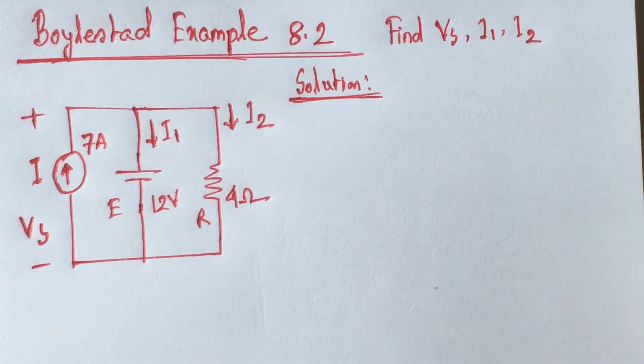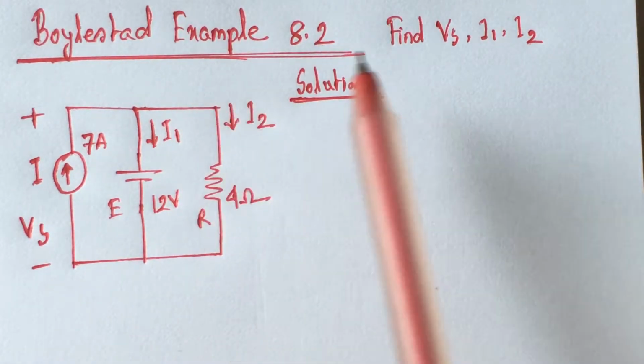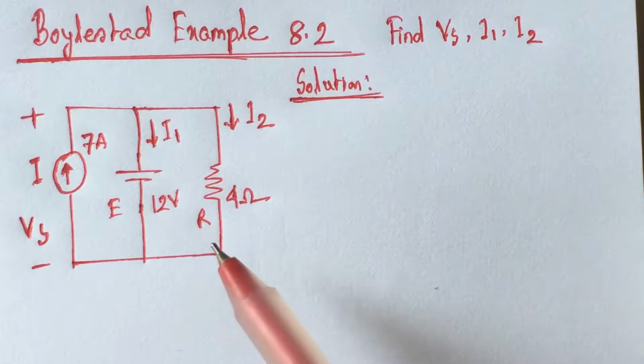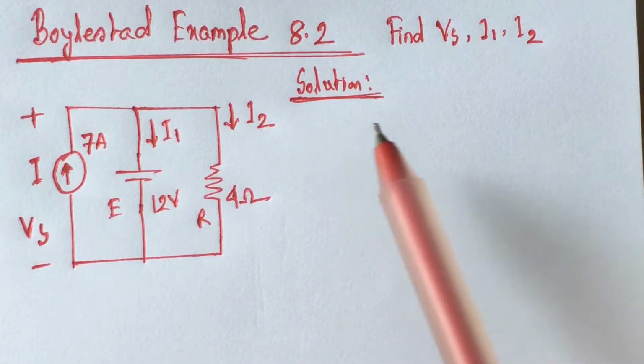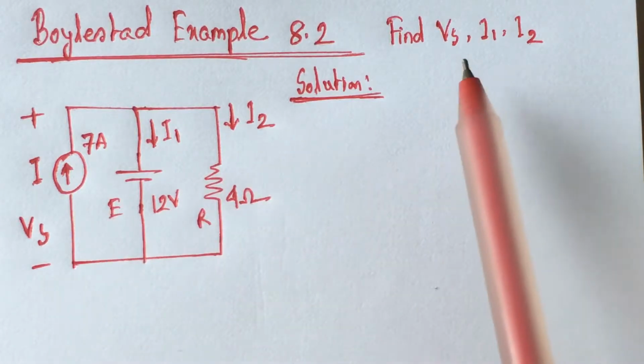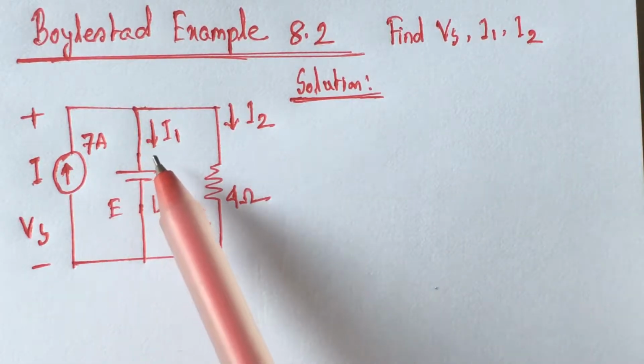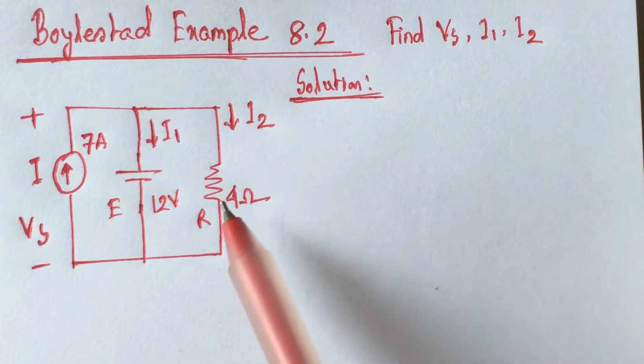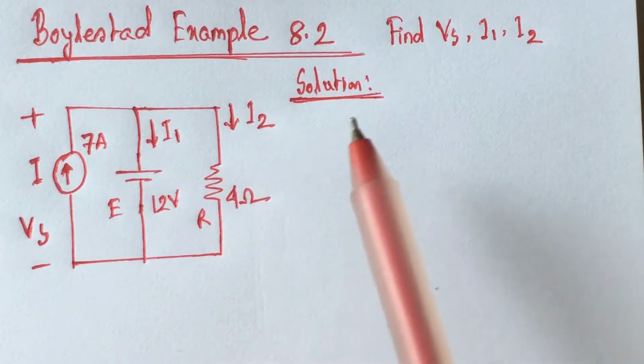Hi viewers, today we will solve example 8.2 from Boylestad. This is a simple circuit. Here we have to identify the voltage Vs across the current source, the current flowing through the voltage source I1, and the current I2 flowing through the 4 ohm resistance.